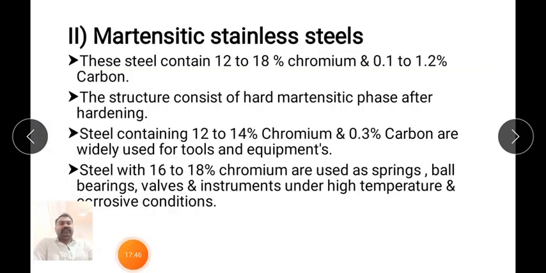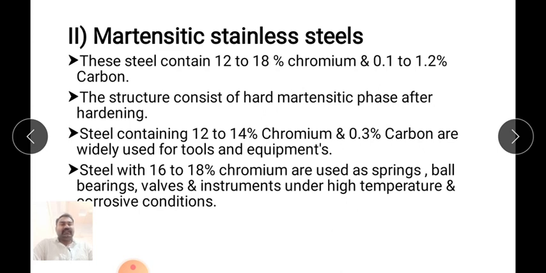That is possible with the help of the 446 grade of stainless steel. Okay, then next I have martensitic stainless steel. This steel consists of 12 to 18% chromium, 0.1 to 1.2% carbon. The structure consists of hard martensitic phase after hardening. We know that after hardening we will obtain the martensitic phase, and martensite is the hardest and toughest phase out of all the phases, that is bainite, ledeburite, pearlite. Out of all the phases, martensite is the toughest phase.